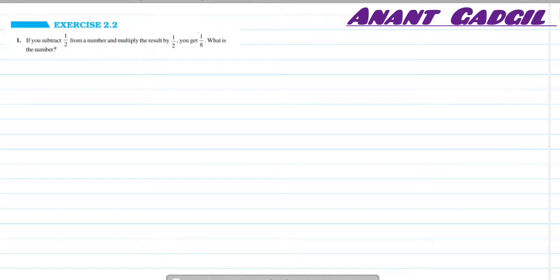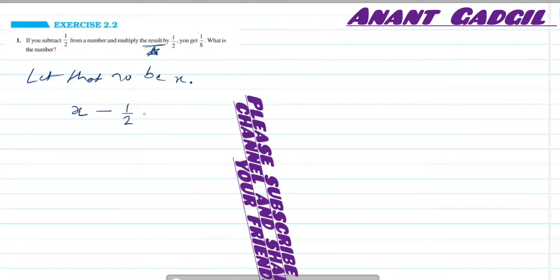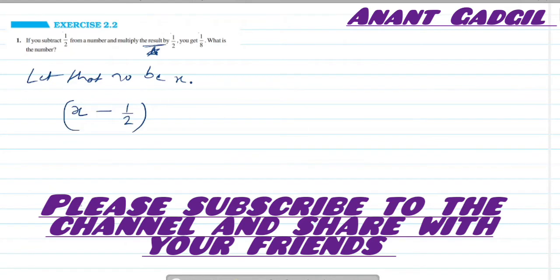If you subtract 1 by 2 from a number and multiply the result, this word "result" is very important, multiply the result by 1 by 2, you get 1 by 8. What is the number? So let's start by saying, let that number be x. Now, what are they saying? If you subtract half from a number, what will we get when you subtract half from anything? It will be x minus 1 by 2.